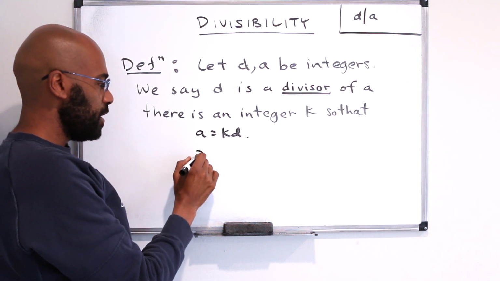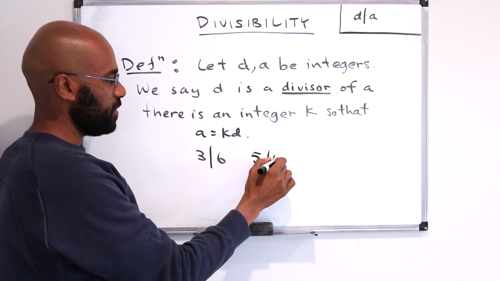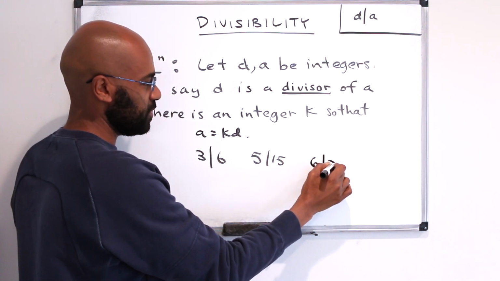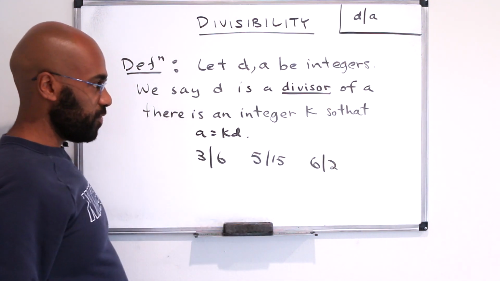So for example, 3 divides 6 and 5 divides 15. Well, we should be careful and not write things like 6 divides 2, right? This is not what we're saying, we're writing this in this order right over here.